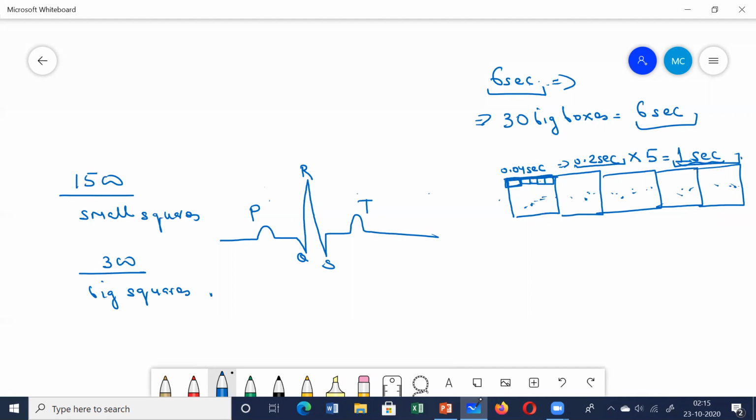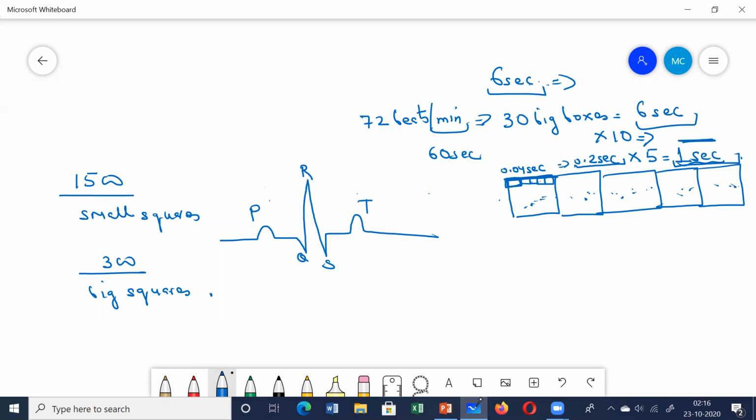And you count how many QRS complexes you're getting in these 30 big boxes. So in 6 seconds you can get the rate. How do we calculate the rate? What do we say? 72 beats per minute. We say per minute, and per minute means 60 seconds. So whatever number of intervals you get here, you just multiply it by 10, and that will give you your estimate.